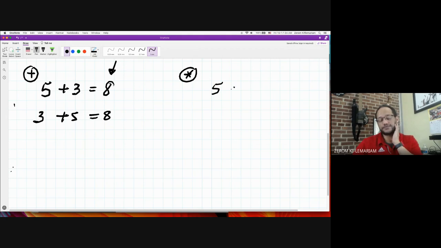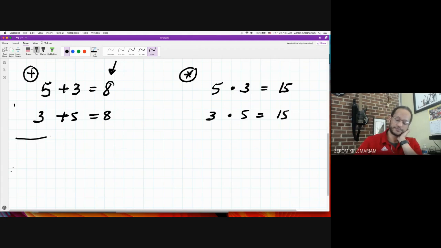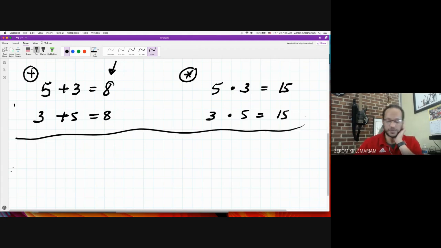If I say 5 times 3, that would be 15. 3 times 5 also is 15. So the same thing: in multiplication, order is forgiving. So again, not an excuse to make a mistake, but just for the understanding's sake.